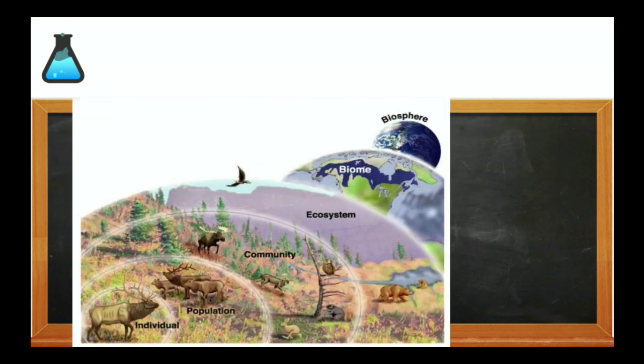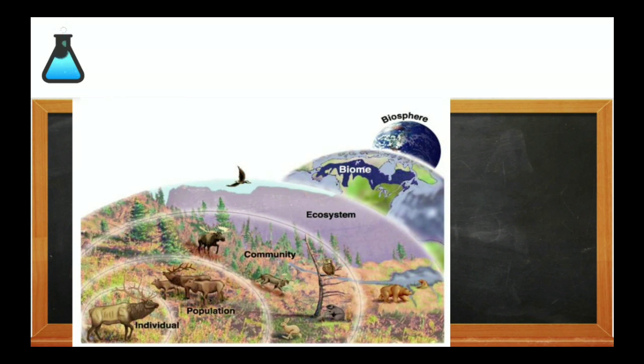Scientists really enjoy categorizing things. So when we talk about the levels of organization for ecology, for the study of how organisms interact with their environment, we begin with the organism being the smallest unit, and then we can talk about populations, communities, ecosystems, biomes, and then ultimately the biosphere.